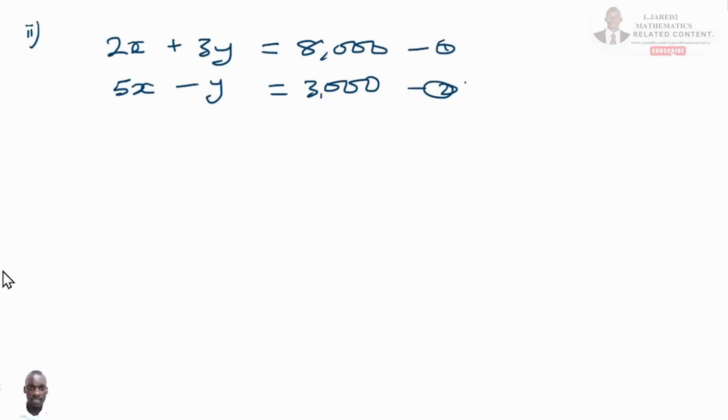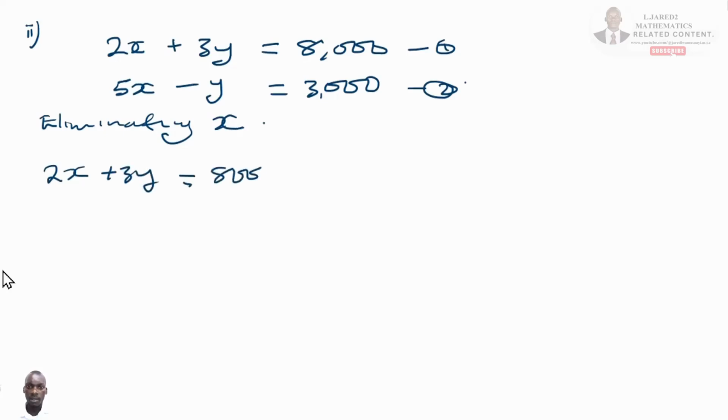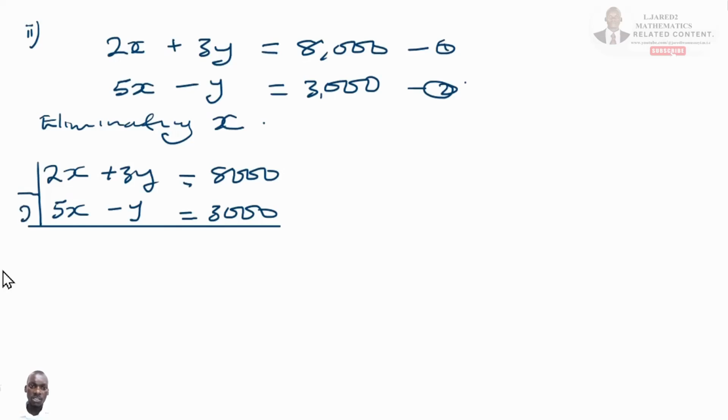Assuming we are to eliminate x, here we have 2x plus 3y equals 8,000. Then we have 5x minus y equals 3,000. Since we are eliminating x, we are going to get the x coefficient in the first equation and multiply it with equation 2, so we are getting 2 multiplied by equation 2. Then also get the x coefficient in the second equation, we said this is equation 1 and this is equation 2, and multiply it by the first equation. So we have 5 multiplied by that equation.